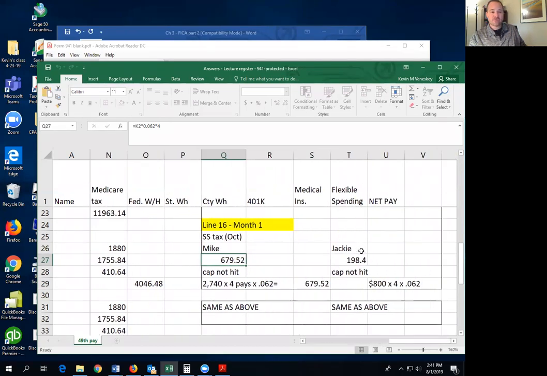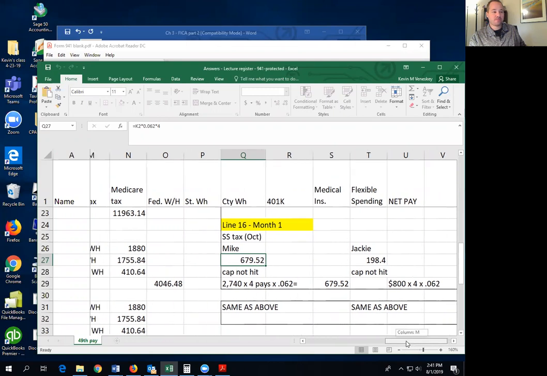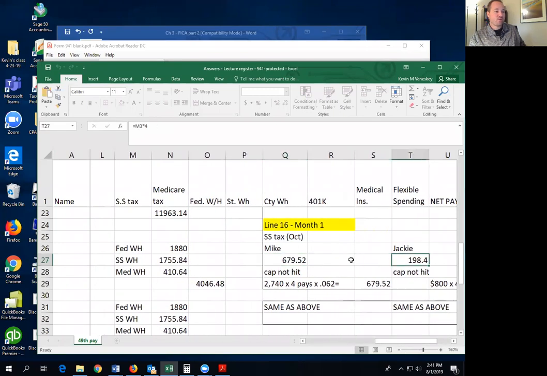And then for Jackie, hers is really straightforward. She had $800 every week that's taxable, times 4 weeks at 6.2%. Now, if you just add these two together, you're not going to come up with the correct amount. Notice that if I add these two together, it's much less than the 1755. That's because the 1755 not only takes those two and adds them together, but it multiplies it by 2. And that's because we've got to add in the employer's portion. That's also taxable, and that's also going to be paid in and due.